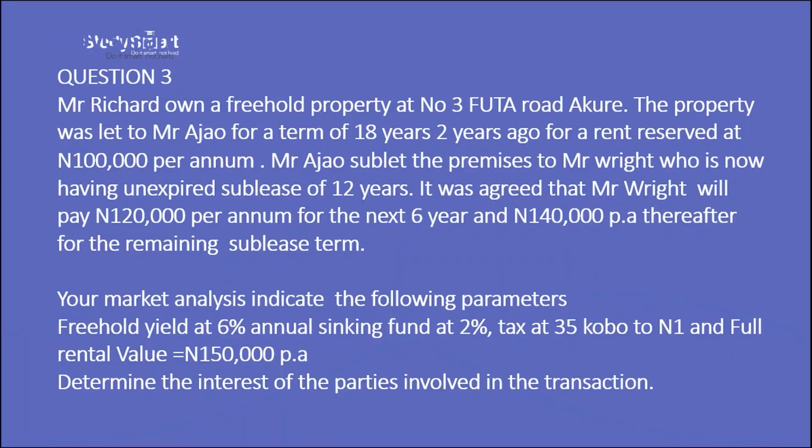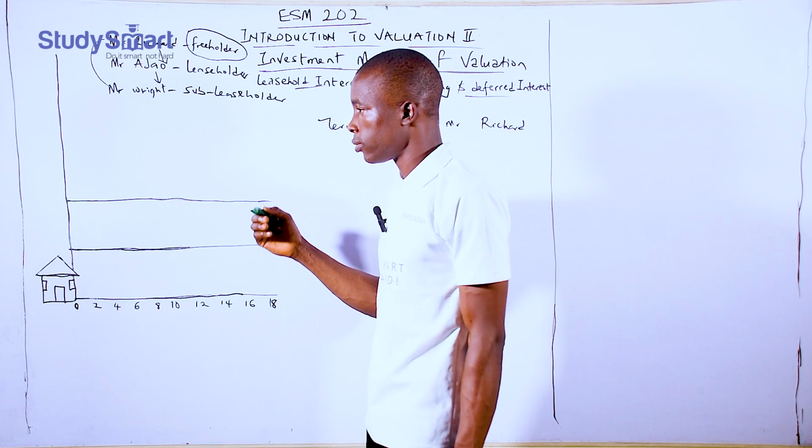The property was let to Mr. Jao for a term of 18 years 2 years ago for a rent reserved at 100,000 naira per annum. Then Mr. Jao sublet the premises to Mr. Wright, who is now having an unexpired sublease of 12 years. It was agreed that Mr. Wright will pay 120,000 naira per annum for the next 6 years and 140,000 naira per annum thereafter for the remaining sublease term. So let's go on to our calculation.